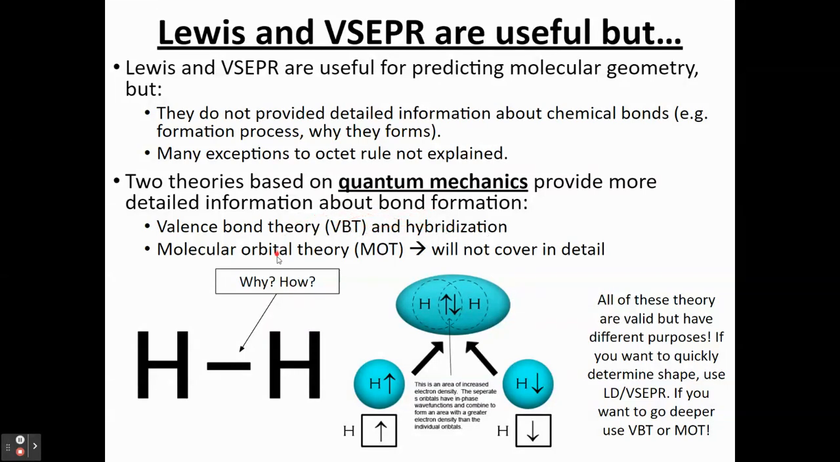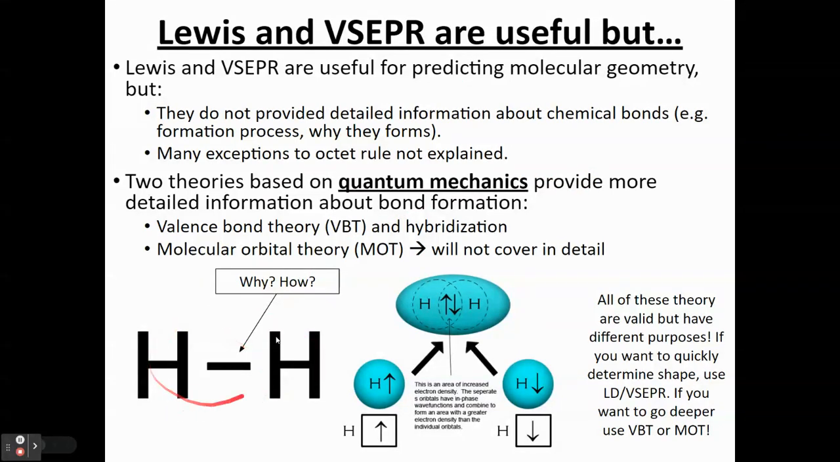And then there's also something called molecular orbital theory to better explain bonding and shapes overall. We're not really going to cover molecular orbital theory. That's something you see later on. For us, we're going to focus on the idea of valence bond theory and hybridization, and I'm going to connect that to Lewis and VSEPR afterwards.